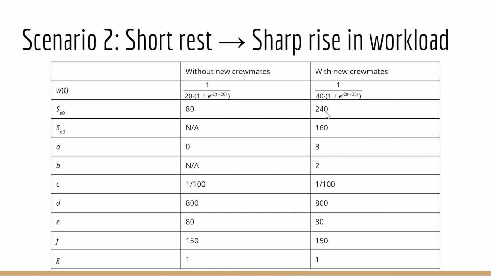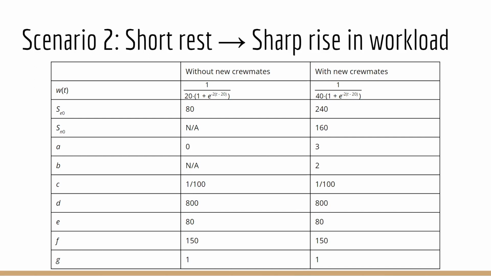Yeah, so here's our second scenario. Here's a short rest followed by a sharp rise in workload. And again, we model this with a logistic curve. In order to keep the integral of W(t) for without new crewmates at 1, we say that the inflection point happens when x equals 20. And we say that the maximum of this logistic curve is 1 over 20.